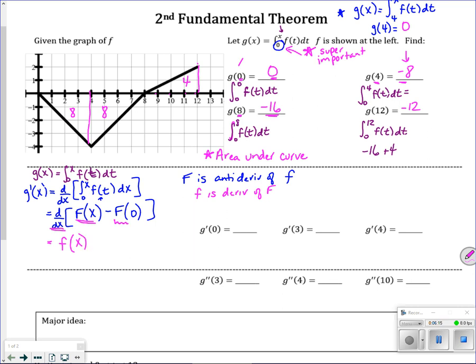Now right here, if I evaluate the antiderivative at a constant, what am I going to get? I'm going to get a constant. So right here, won't this piece go away? So what is the derivative of g end up being? It's just f of x.